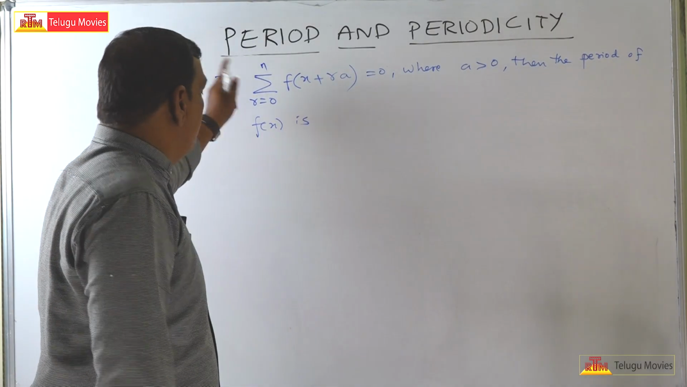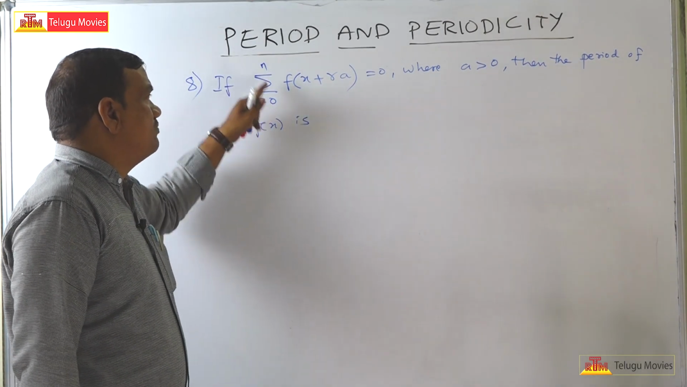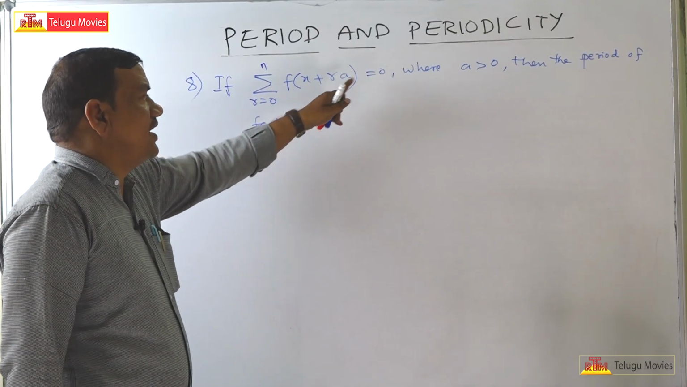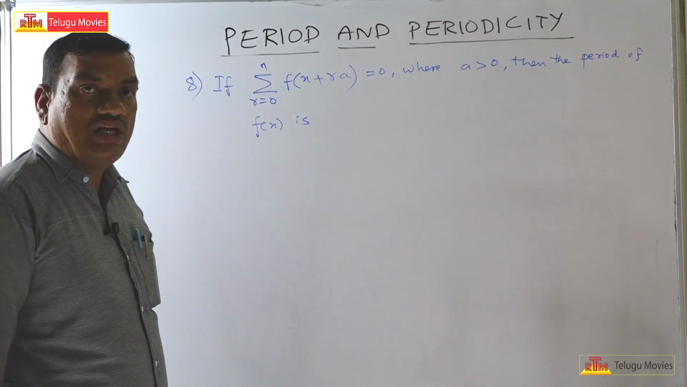Welcome to this problem. Here one summation function is there. Sigma r runs from 0 to n, f of x plus ra is equal to 0, where a is greater than 0. Then the period of the function f of x is.